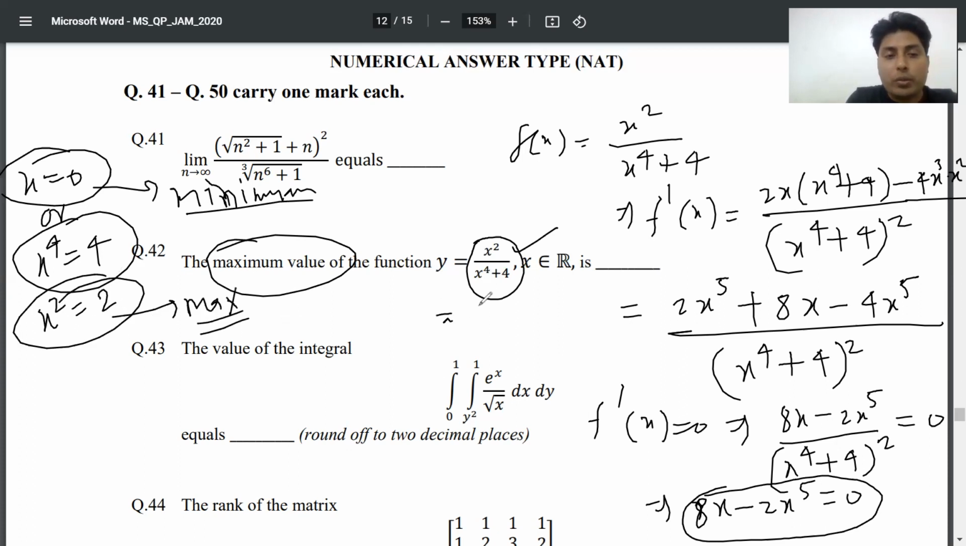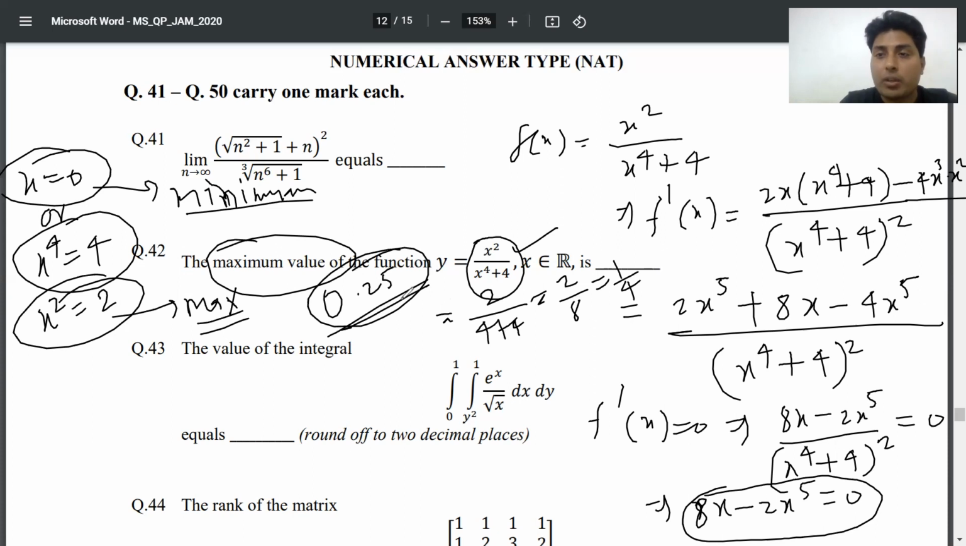So put x square equal to 2. So 2 upon 2 square, which is 4, plus 4. So 2 upon 8 is 1 by 4, which means 0.25. So 0.25 is the answer for the second question, that is, question number 42.